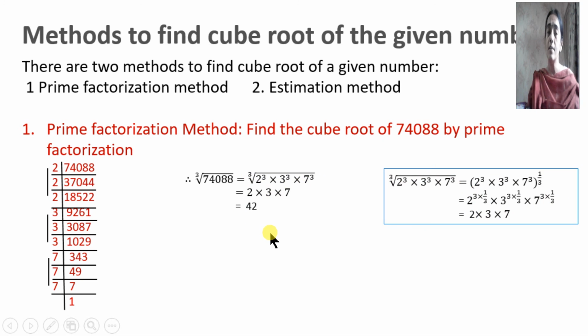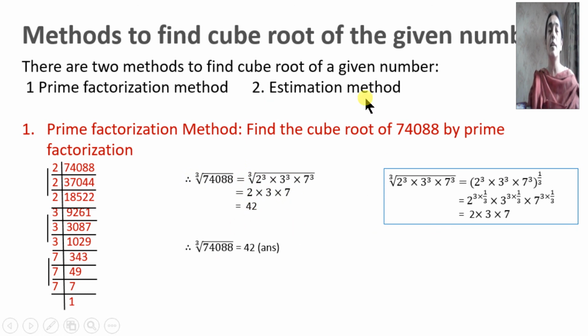So answer is cube root of 74,088 is equal to 42. Now one thing, you should never forget to put this symbol of cube root. Many times children forget. They straight away write only 74,088 is equal to 2 cube into 3 cube into 7 cube. And they directly write 2 into 3 into 7. No. This symbol of cube root is very, very necessary. Then only it will come 2 into 3 into 7. Is it clear? And so answer is 42.